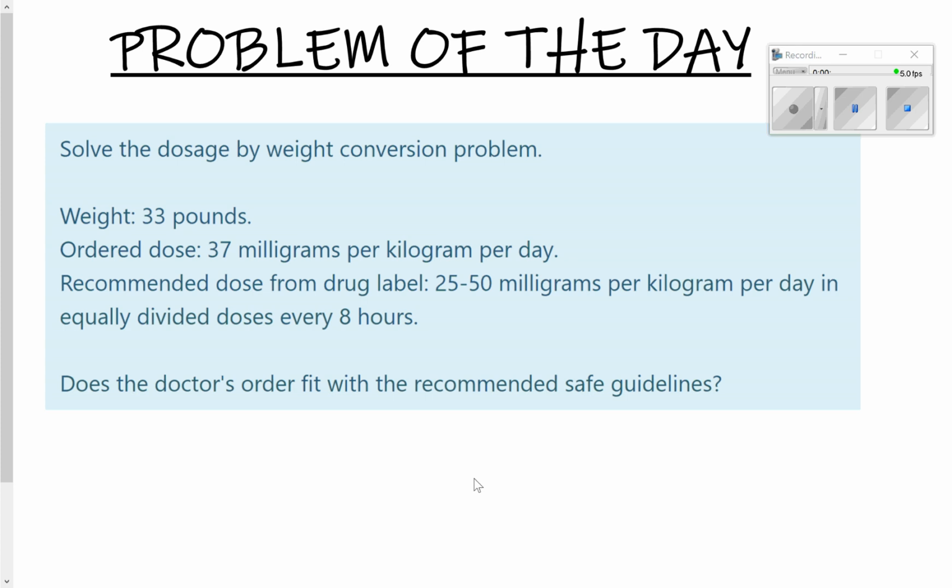So today, this question that we have for the POD says, solve the dosage by weight conversion problem. Doesn't really make sense. Anyway, so the patient weighs 33 pounds. The ordered dose is 37 milligrams per kilogram per day. And the recommended dose, which I'm going to highlight this part, is 25 milligrams per kilogram per day in equally divided doses every 8 hours. So the question says, does the doctor's order fit with the recommended safe guidelines?